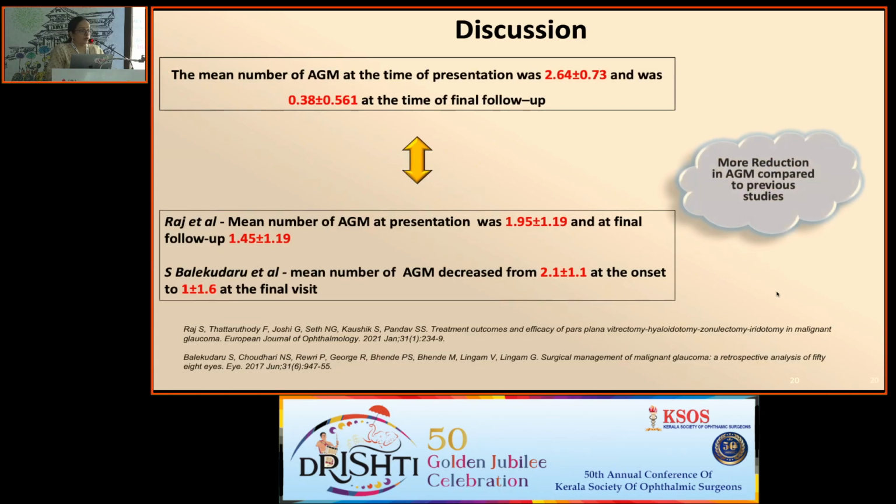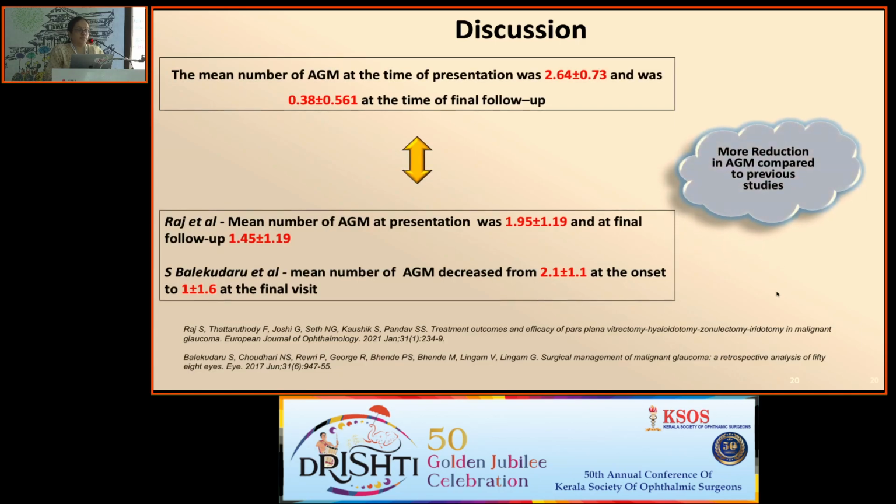The mean number of anti-glaucoma medication at presentation was 2.64 and at final follow-up was 0.38. Similarly, Raj et al. reported the mean number of anti-glaucoma medication at presentation as 1.95 and at final follow-up as 1.45. And Balakundru et al. reported the mean number at presentation was 2.1 at the onset and at final follow-up was 1 plus or minus 1.6. There is more reduction in anti-glaucoma medication in the current study compared to previous studies.